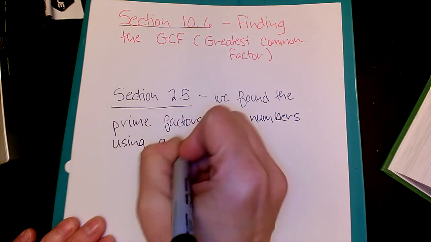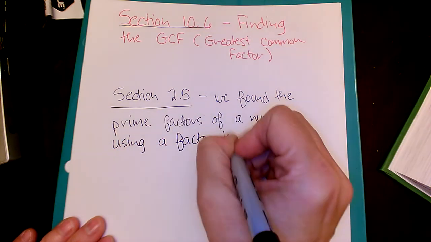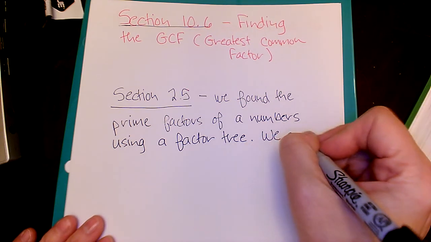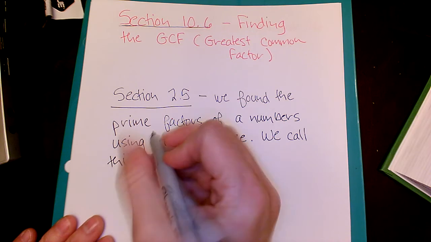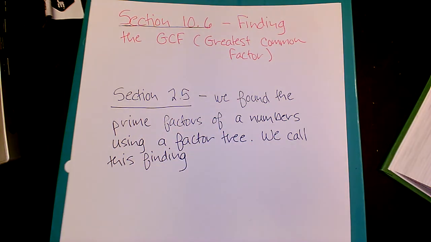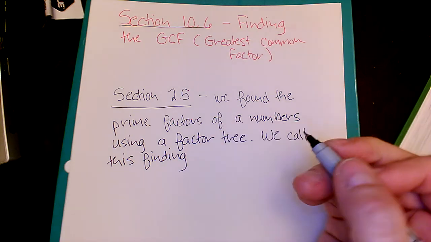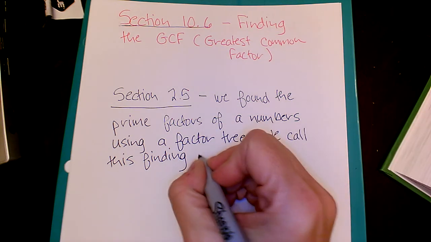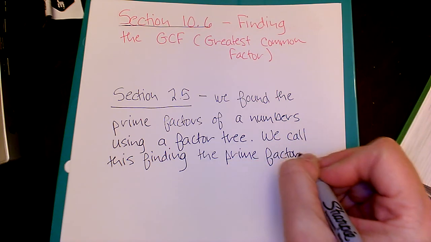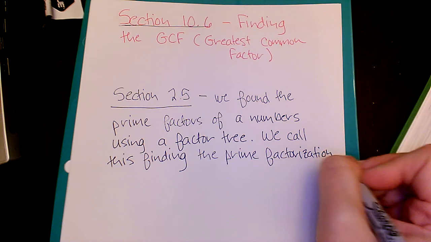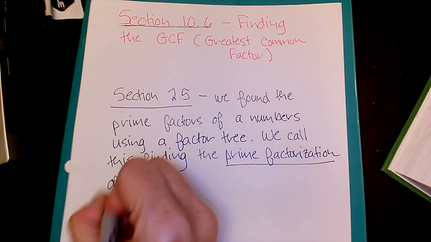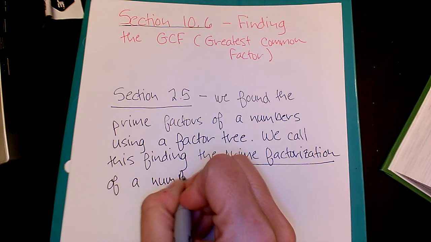So when we are finding the prime factors, and we're breaking a number down into prime factors by using a tree, the big math word for that is, we call this finding the prime factorization of a number.